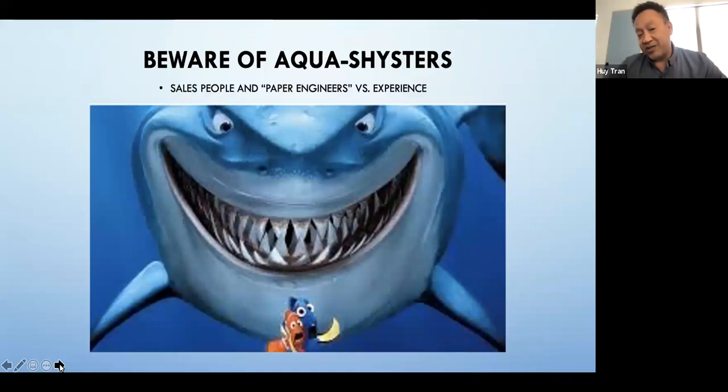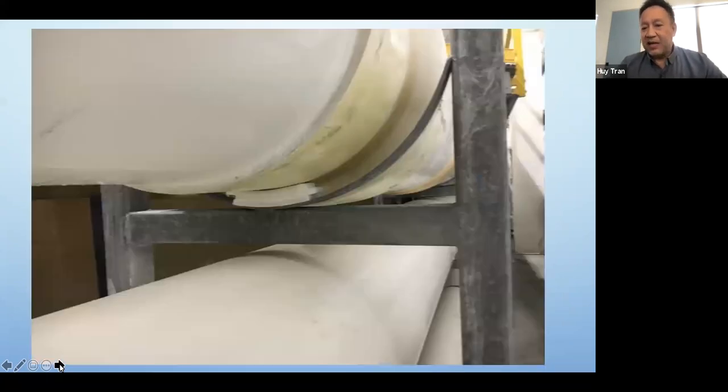Beware of aqua shysters or paper engineers who sell you a design or pre-done system. That's really important. I see a lot of systems that are not suitable for certain species. One of the more common ones I've seen just recently is a salmonid system sold to someone who is doing a marine warm water species. And the system failed after about a year and a half. Some really, really terrible design.